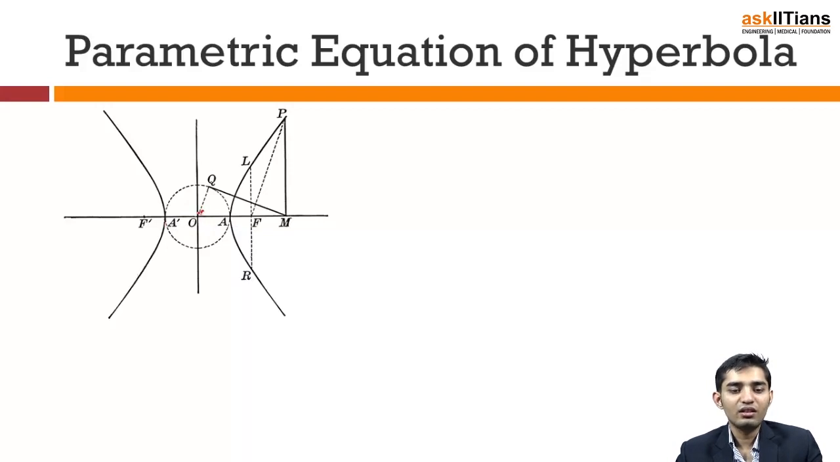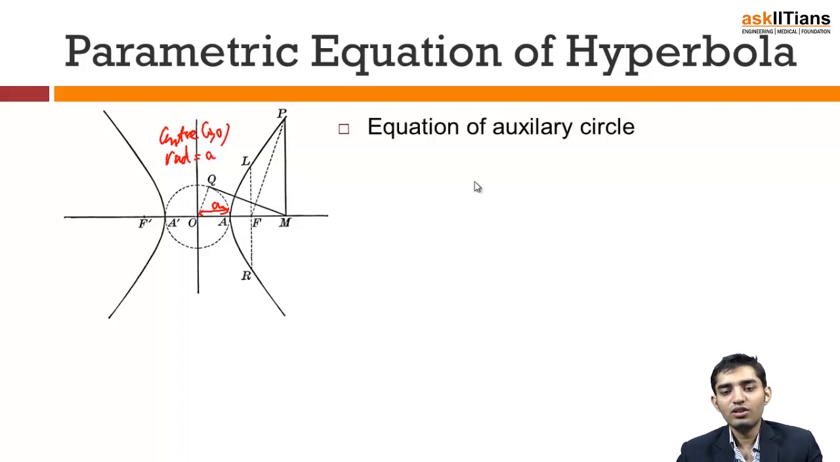What will be the radius? The radius will be A. And what is the center of this circle? Center is at origin, so center is 0, 0 and radius is A. So what will be the equation of the auxiliary circle? The equation of the auxiliary circle will be x square plus y square equal to A square.